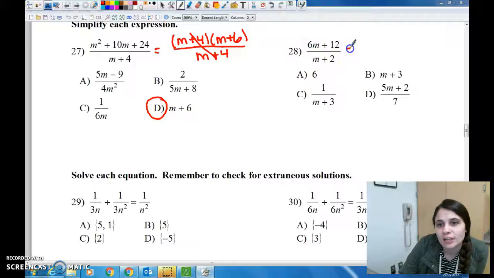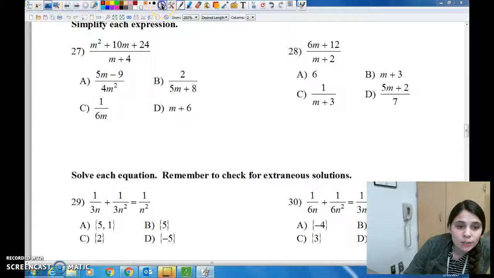28 is very similar, except to factor the top, I'm going to pull out a greatest common factor. So I factor out a 6, and then I'm left with m plus 2. And the bottom's already factored as much as it can get with an m plus 2. So then these cancel. All I have left is a 6.